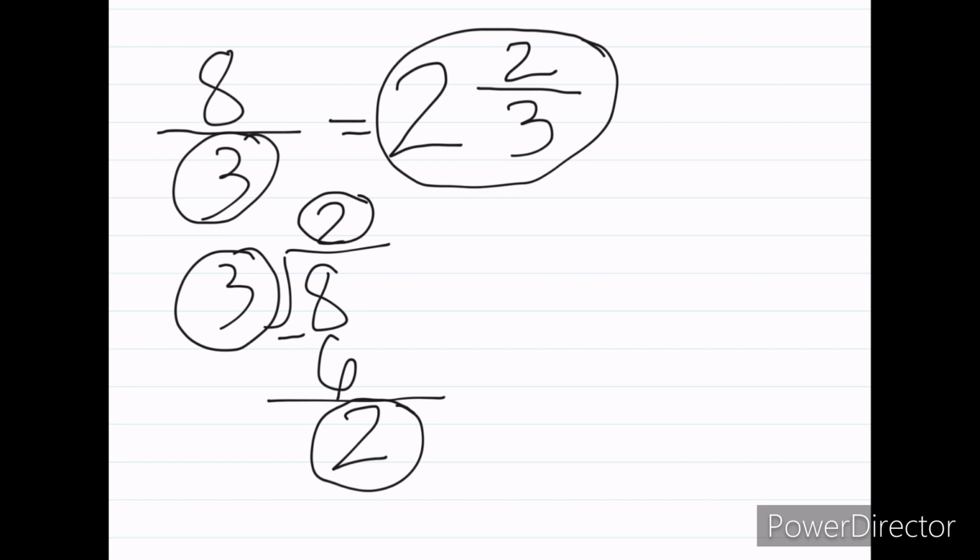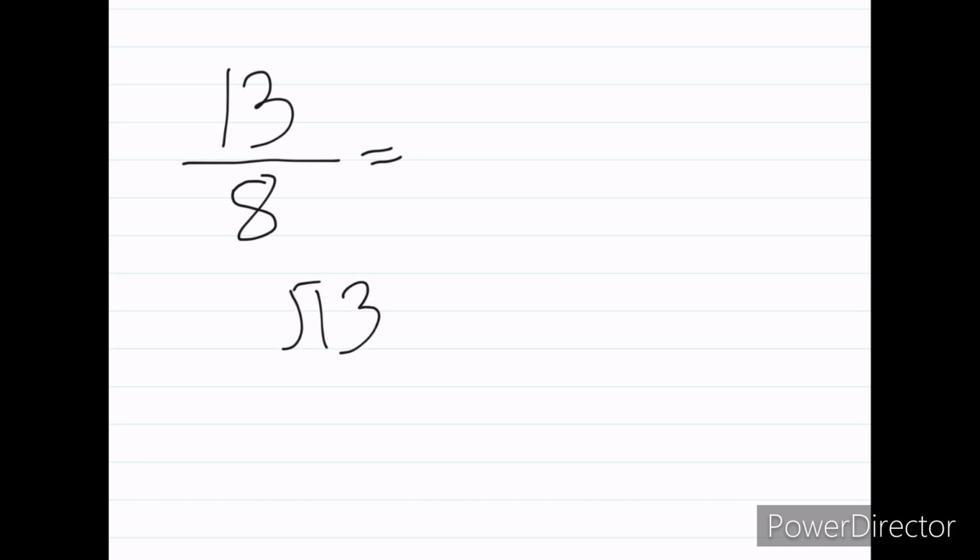Next, another example. If we have 13 over 8, so again, apply the division, divide the numerator by the denominator. So 13 divided by 8. Now, how many 8 are there in 13? Of course, we have 1. 1 times 8 is 8. Then get the difference. So 13 minus 8 is 5.